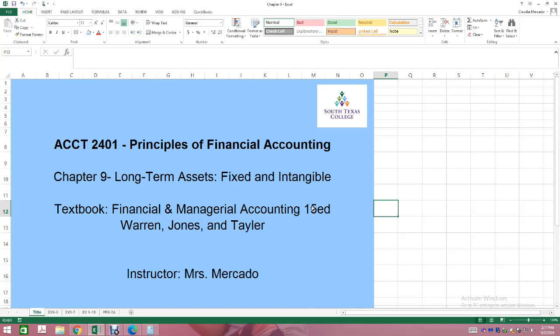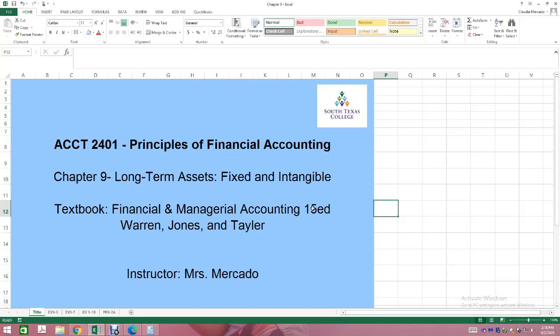In this particular lecture, I am going to be going over some of the content in Chapter 9, which deals with long-term assets, fixed and intangible. This is Accounting 2401, Principles of Financial Accounting. In this chapter, we're going to be looking over the fixed assets and long-term tangible assets used in normal business operations, such as machinery and equipment, buildings, land, and land improvements.